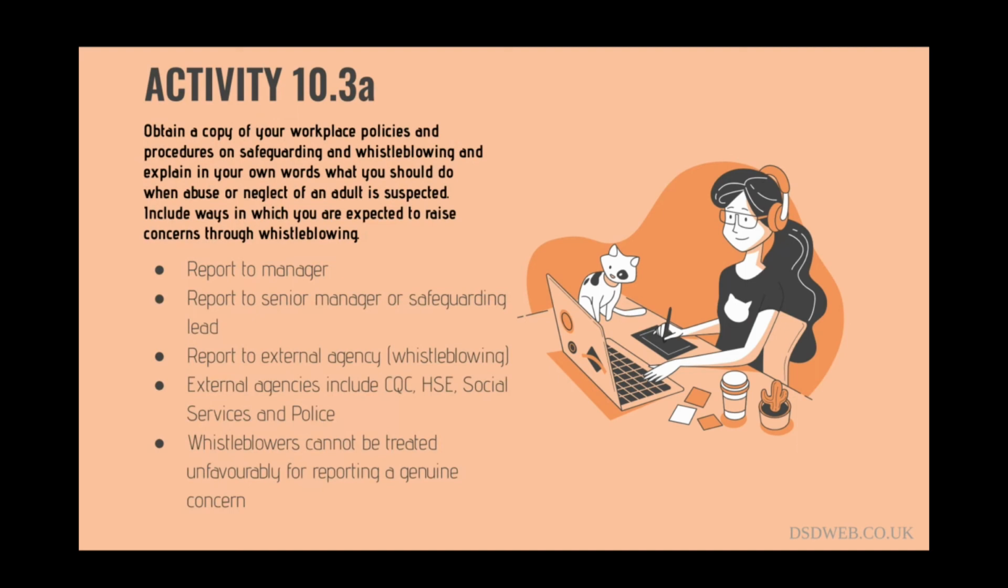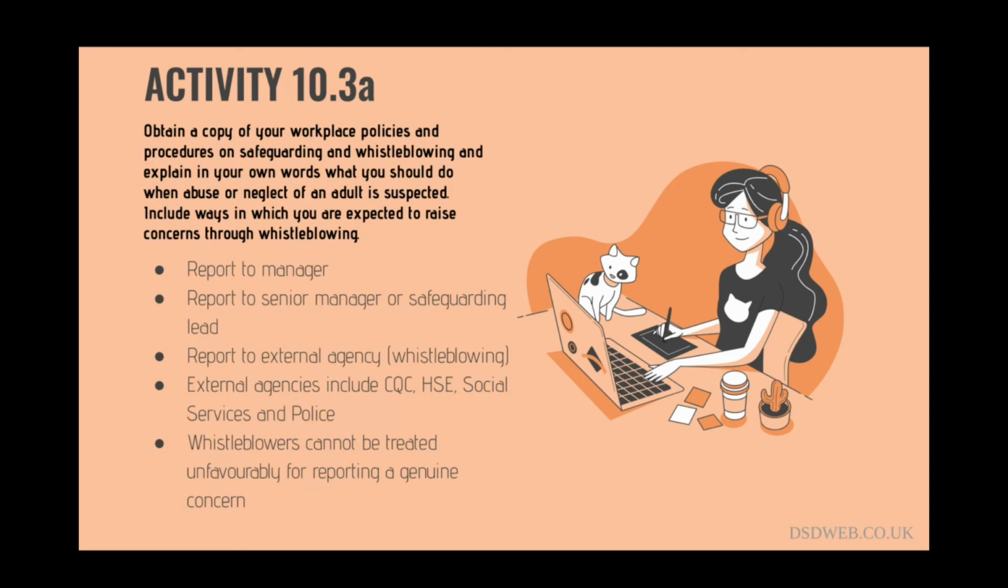Activity 10.3a asks you to read your employer's safeguarding and whistleblowing policies and procedures and explain what you should do if you have suspicions of abuse or neglect. Of course, policies and procedures are going to vary between organisations, so it is important that you refer to your own employer's policies and procedures. In most cases, you would report your concerns to your manager. Where this is not possible, for example, if your manager is a suspect in the abuse, you should speak to a more senior level manager or your safeguarding lead if you have one.